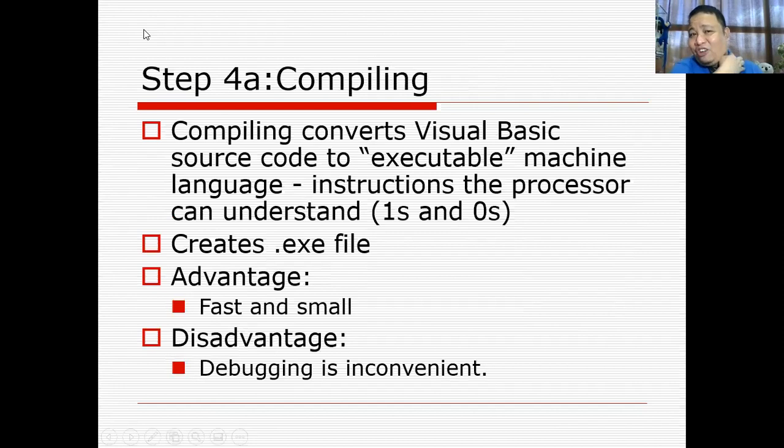Step 4A, compiling. Compiling converts Visual Basic source code to executable machine language instructions, because processors can only understand ones and zeros. So once you compile, it will create an EXE file. EXE means executable file. The advantage of compiling is that it is fast and small. The disadvantage is that debugging is inconvenient. So when there's an error, you need to have a lot of patience to understand what's wrong with your program.